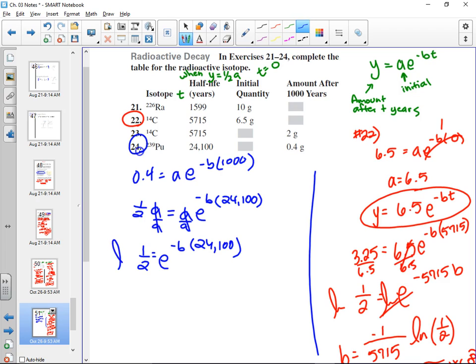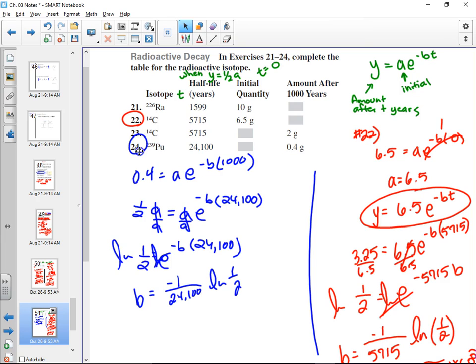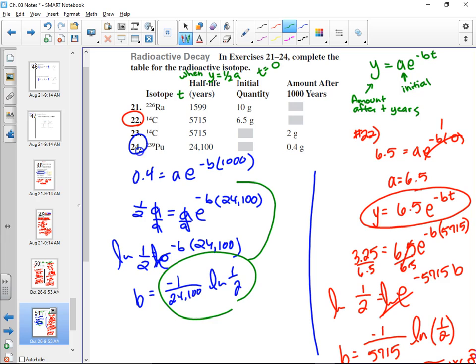Then you throw that ln in like we did yesterday. Ln and e cancel. B is equal to -1/24,100 times ln of 1/2. Now I'm going to go back to the answer key. But once we have b, can't I plug it in? Why is that good? Who's the only variable that's going to be missing after we plug in a number for b? Just a. So we're going to take the 0.4, divide by all of that mess that we can put in our calculator, and then we'll have who a is, and we're done.